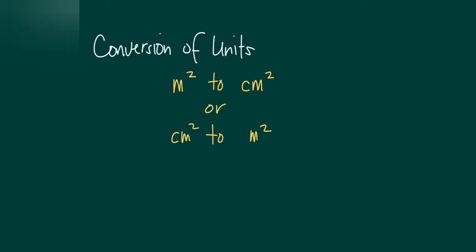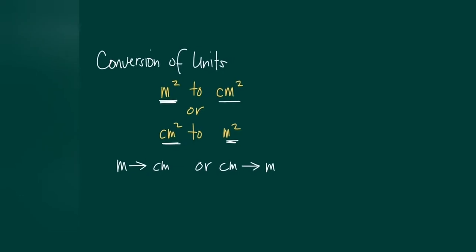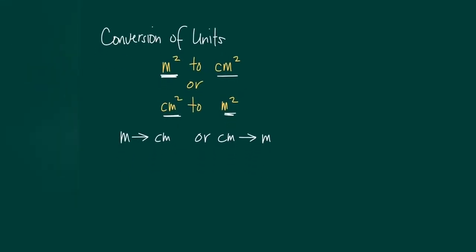So in this video, I'm going to show you how to convert units, for example, from m squared to cm squared, or from cm squared to m squared. Previously, we learned about converting from meters to cm, or cm to meters. This time, what if we have m squared to convert to cm squared, or cm squared to m squared?